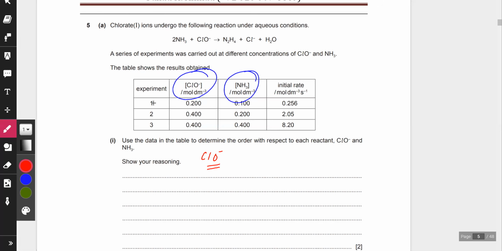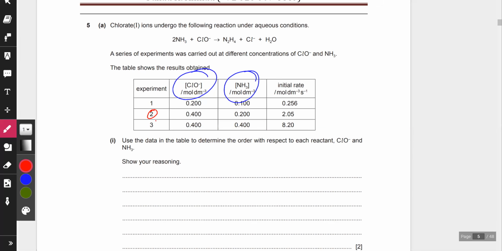Okay, if you compare 1 and 3, the ClO minus 1 is changing. It changes from 0.2 to 0.4. But at the same time, NH3 also changes. You don't want that to happen, because you don't know whether the change happening in rate is because you're changing NH3, or because you're changing ClO minus 1. Is this clear? Yes, sir.